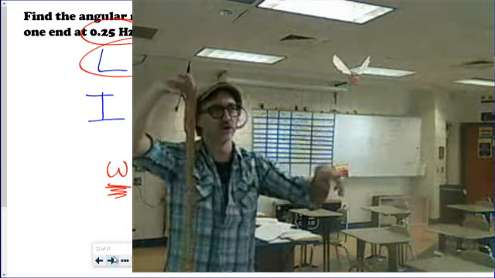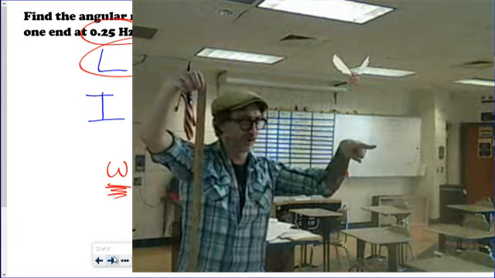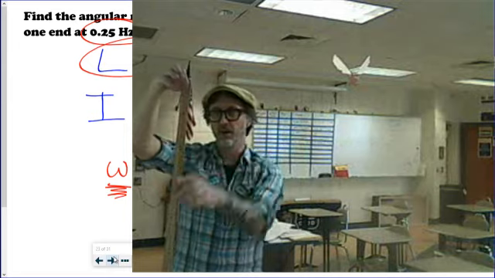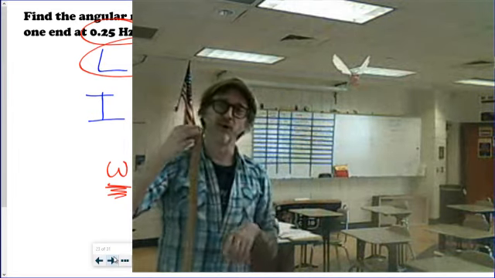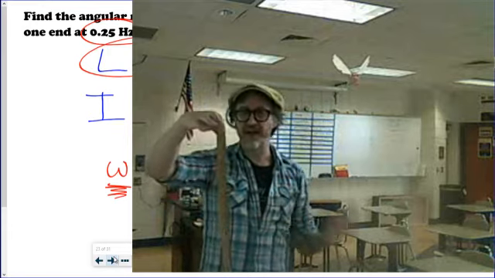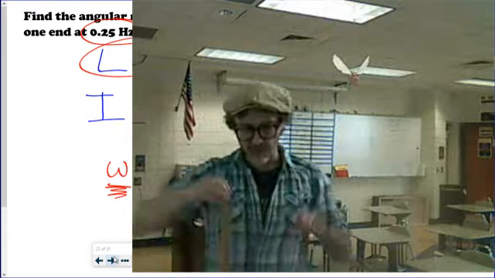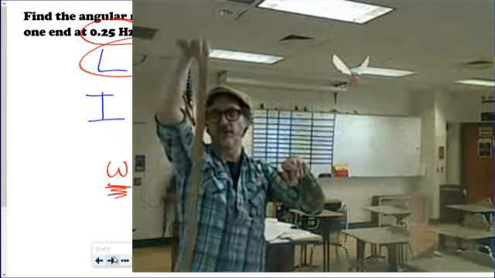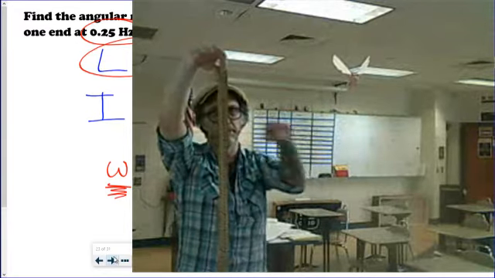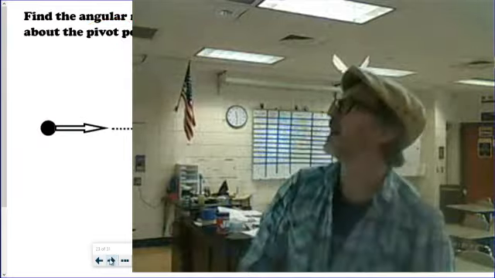All right, so what we're going to do is talk about the angular momentum of this particle, my finger, about this pivot point. I'm getting ahead of myself. We're going to talk about the angular momentum of this particle about some fixed pivot point. So how does that work?